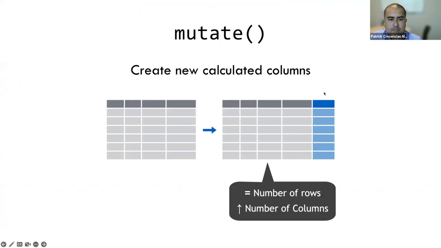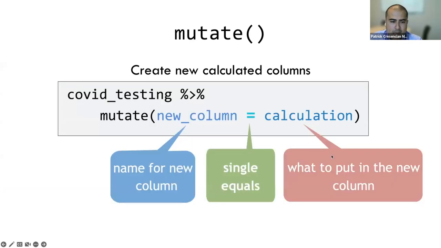So the function that we would call to create new calculated columns is called mutate. And so the output that we expect when we call mutate is that we have a data frame that has the same number of rows, but we increase the number of columns. And the columns that we create are the result of some calculation that we will provide.